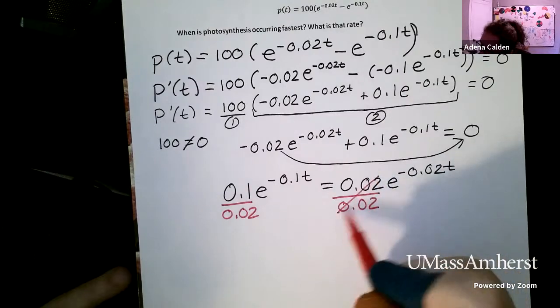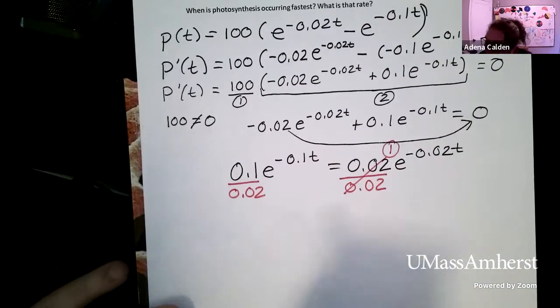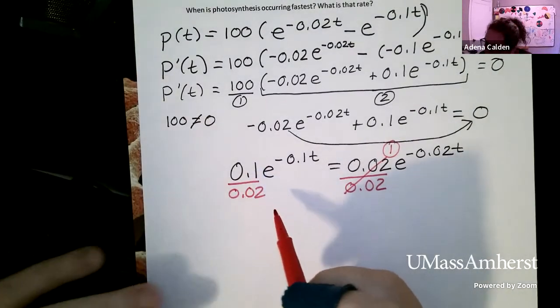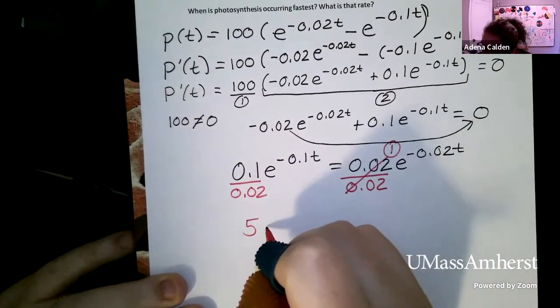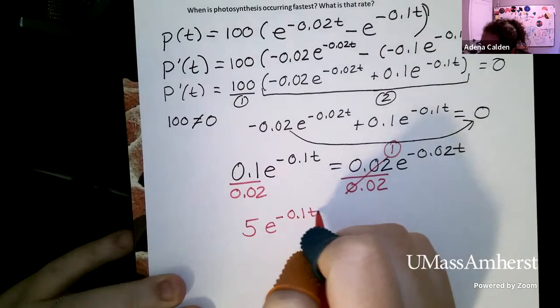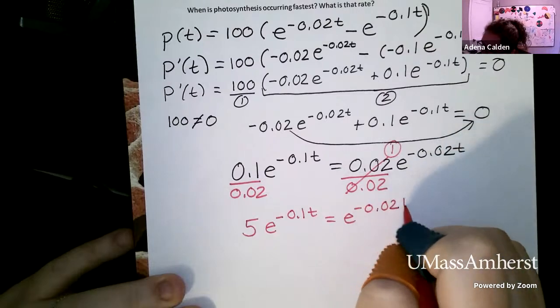So we get a 1 on this side, and 1 times anything is just itself. And then on the left, if you do this on your calculator, if you do 0.1 divided by 0.02, that is actually 5, right? So that's a nice simplification here. So we have 5 times e to the negative 0.1 t equals e to the negative 0.02 t.